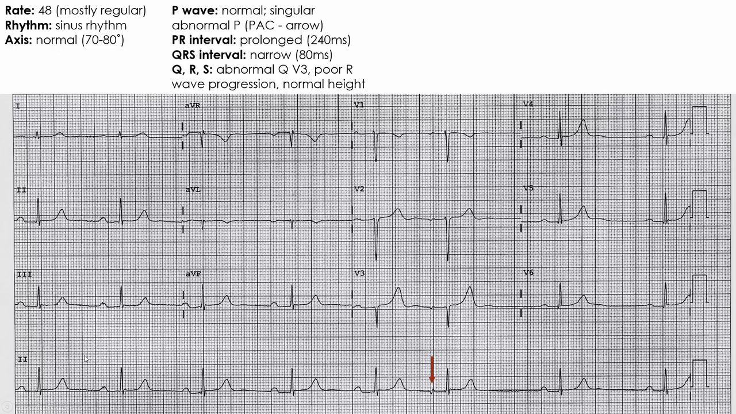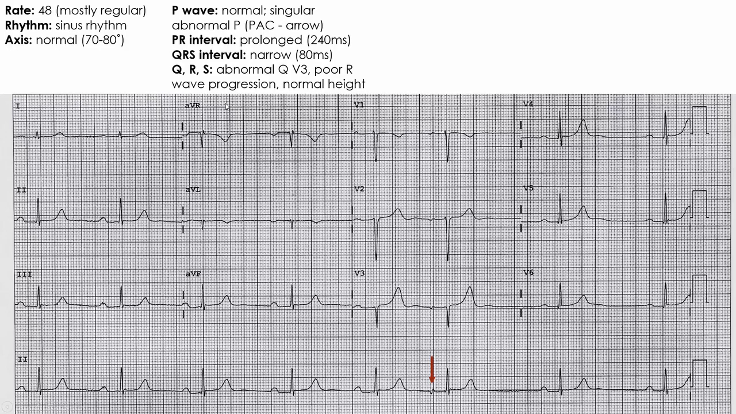Now the P waves, they mostly look normal, except for this one here, which looks different to all the others, and that's the one time where it's irregular as well. Okay, so this is a premature atrial contraction, or PAC. Alright, an ectopic beat. Now we'll talk more about those in a different lecture, but there's an example of an atrial ectopic beat.